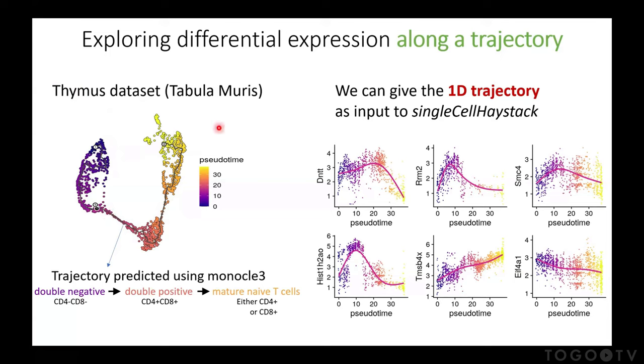So this is like a 1D space now. I can give that 1D space, that trajectory, as input to our method. And then again, it will do the same thing. It looks at the density within that 1D space, calculates the Kullback-Leibler divergences, and so on. And these would be some of the high scoring genes in that case. They all change over time. So it looks reasonable, I guess.